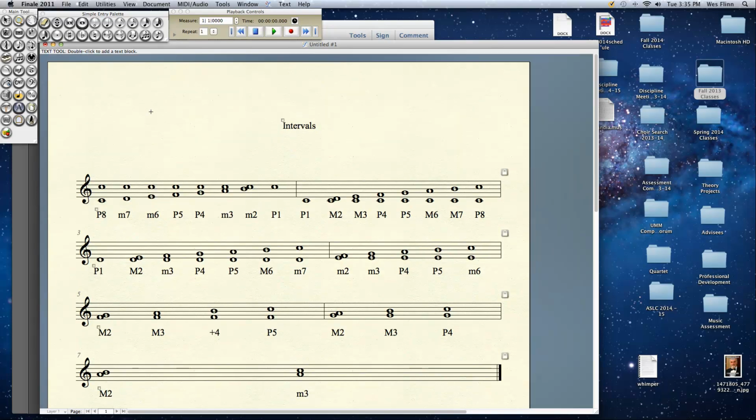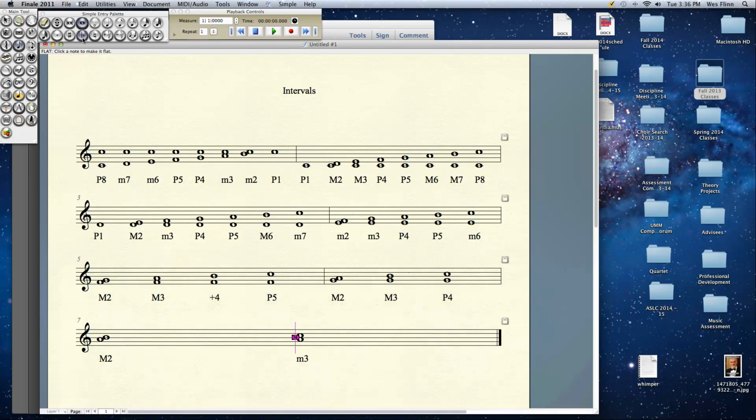So this is all well and good. Let's see how it changes when I make this into a minor scale that we're dealing with. We'll do a natural minor.